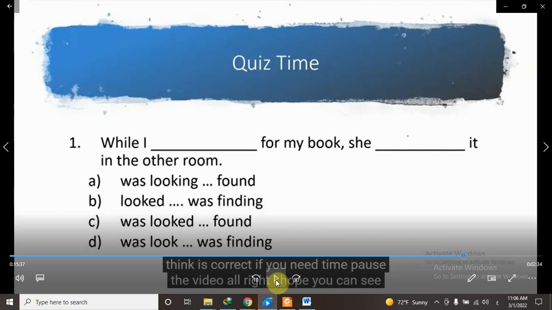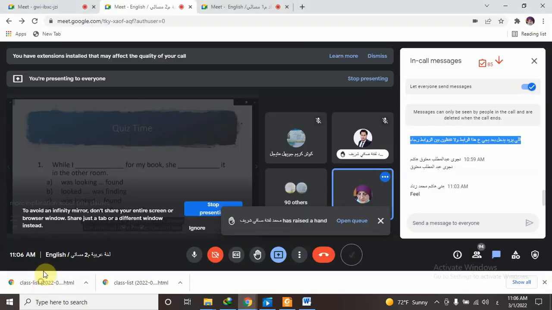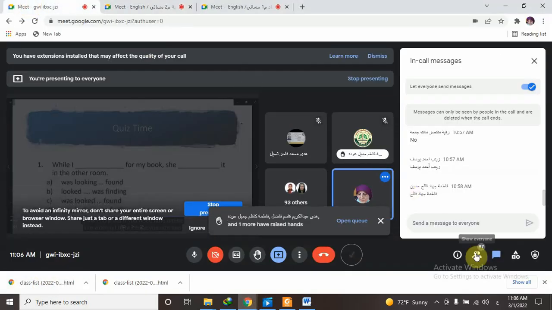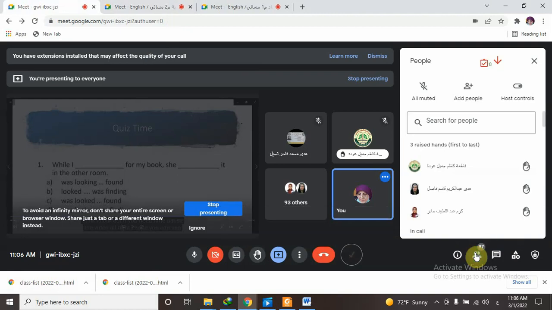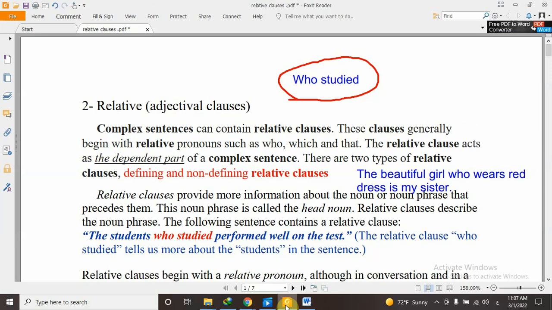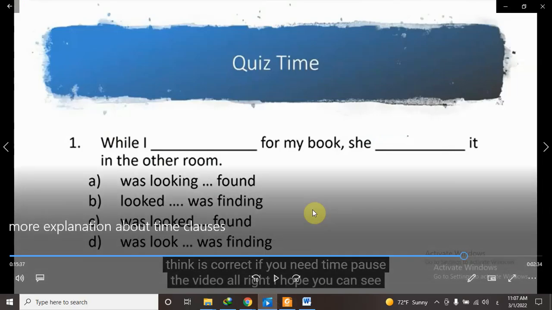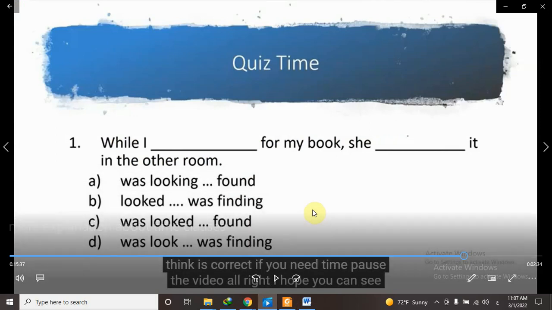Okay, so now let me see. Yes, Huda Abdul Karim Qasim. Yes, hello, doctor. Hi. The first one, the little A, while I was looking for my book, she found it in the other room. Okay. Which one are you not going to look at? Never ever. I'm just thinking about it.